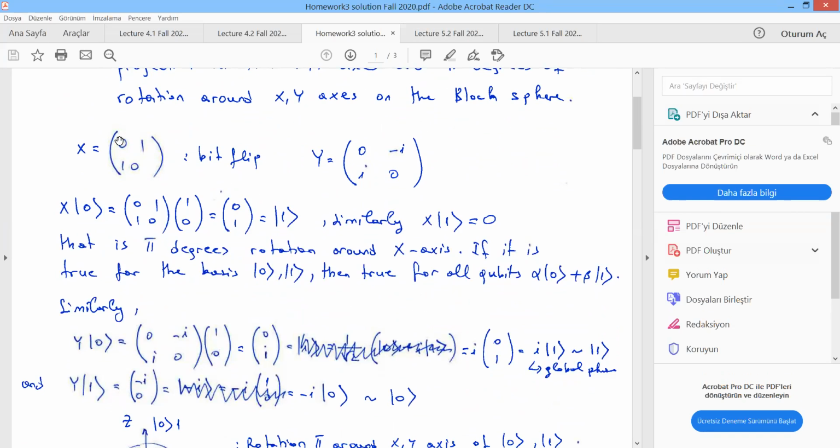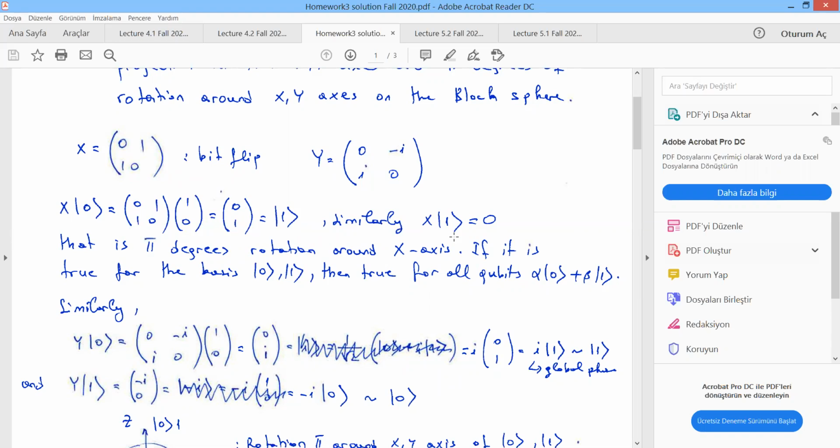The X operator, as you remember, is [0 1; 1 0]. This was the bit flip operator. And Y was [0 -i; i 0]. So let's take the case of ket 0. If you apply the X operator on ket 0, that means X operator was [0 1; 1 0], and you apply this on [1; 0], which is ket 0, you get [0; 1], which is ket 1. So the X operator flips the state to 1.